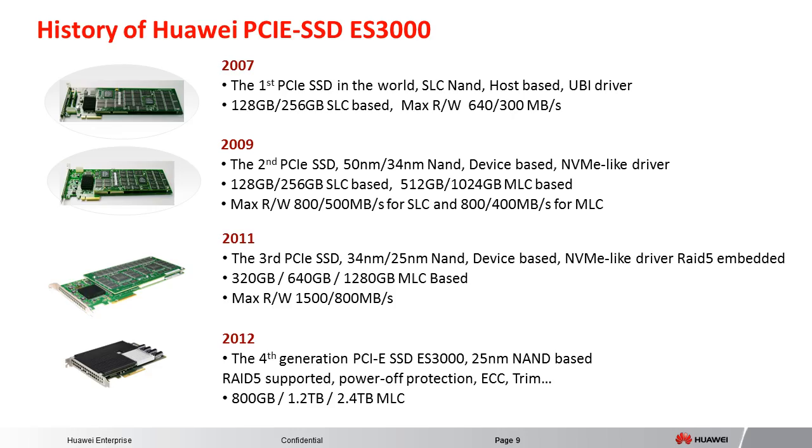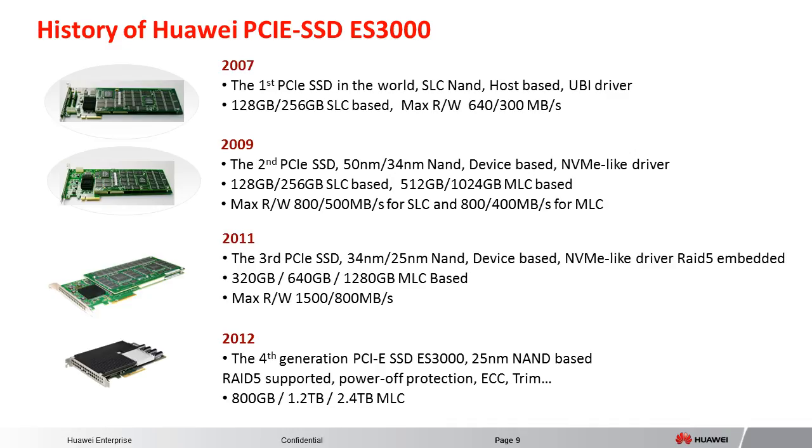Huawei, of course, is not new to the PCIe SSD. We started back in 2007 with the first generation of PCIe. Of course, it was SLC. Then the capacity, if you notice, was not that big. We were offering only 128 gig and 256, but we were not alone. All the competition had the same capacity. And if you look at the maximum read drive, it was only around 640 to 300 megabytes per second.